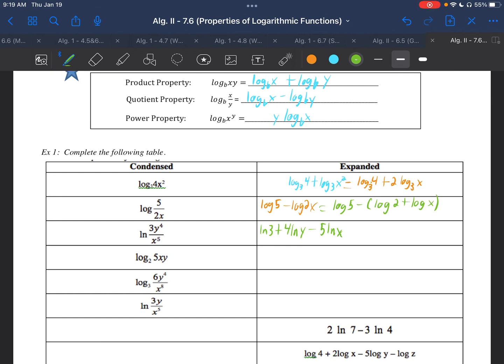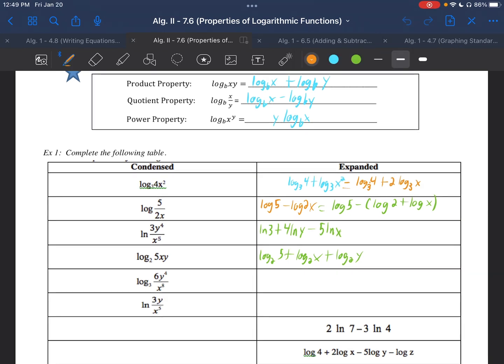Next one, log base 2 of 5xy. So we're going to have to put that base in there again. So log base 2 of 5 plus log base 2 of x plus log base 2 of y. And that's as far as we can go. I would encourage you to try the next one on your own.